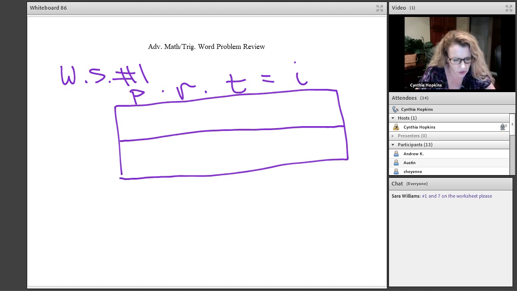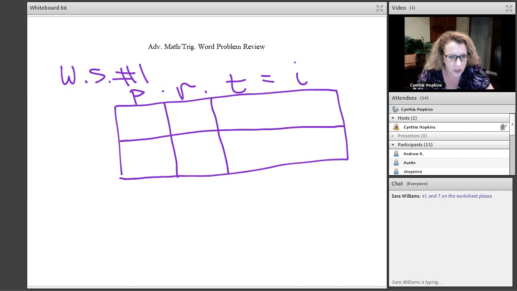All right, so let me read this out loud to you. It says Jim borrowed some money at 13% interest and some money at 16% interest. So why don't we go ahead and put those percentages in. So the rate is the percent, but we don't want to write 13%. We want to write the decimal equivalent of that. So 0.13, and then the 16% is 0.16.